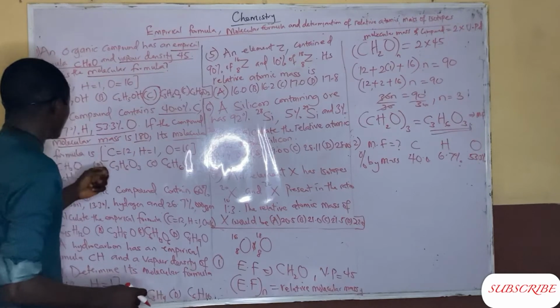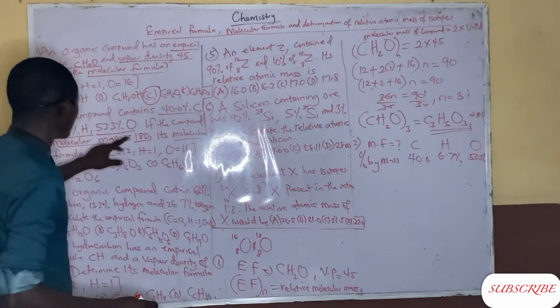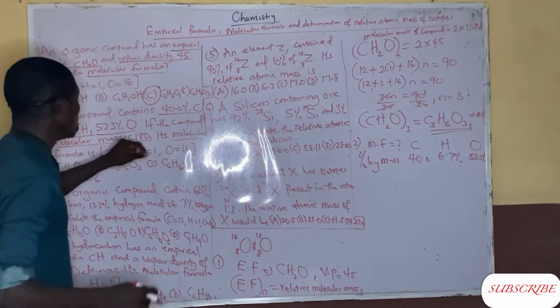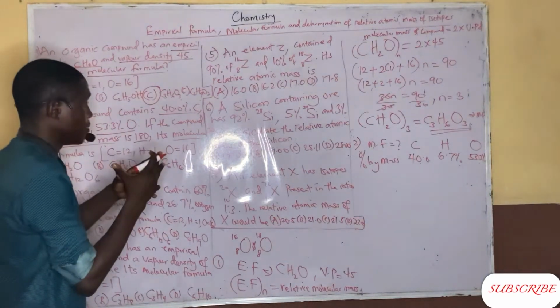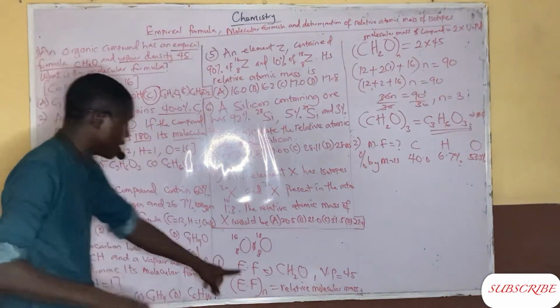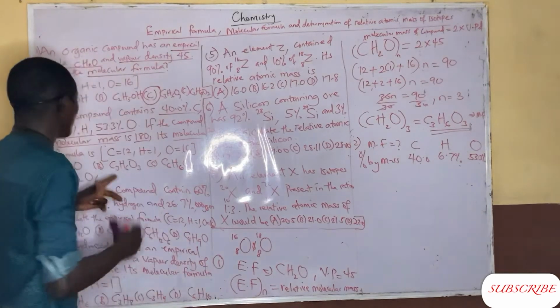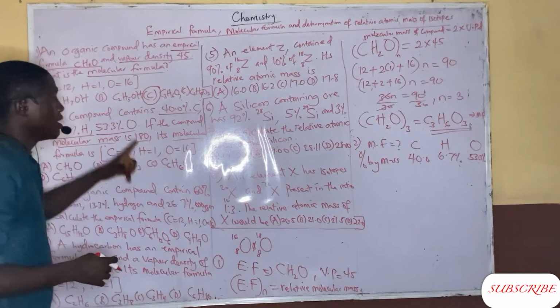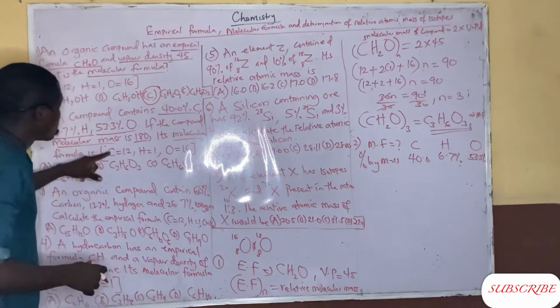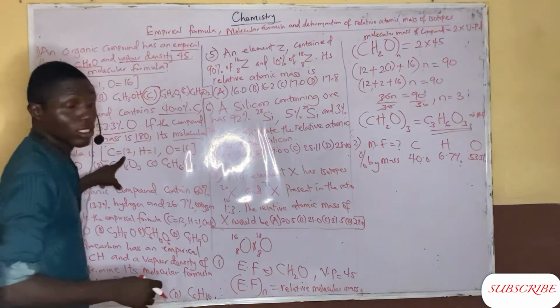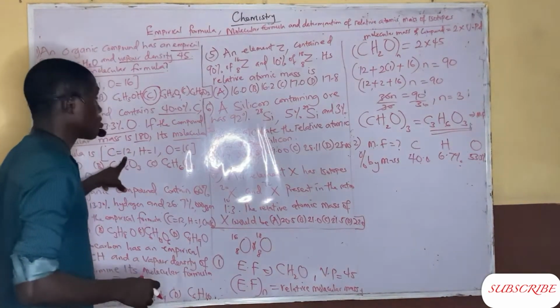Now, with that, we can progress. And we are given the molecular mass, which is 180. Before we can get the molecular formula, we need to get the empirical formula. And how do you get the empirical formula from percentage by mass? The first thing you need to do is to divide the percentage by mass by the atomic mass of the individual elements.